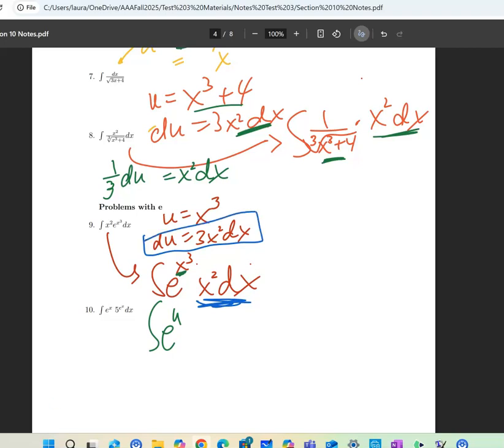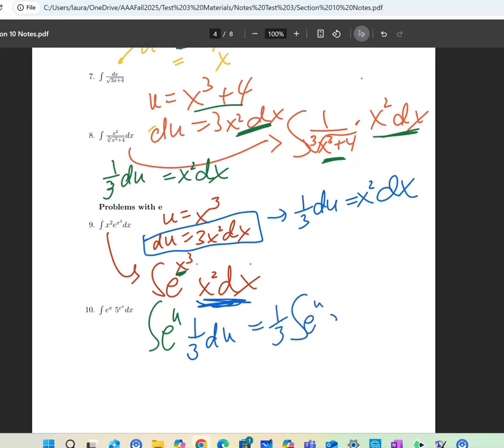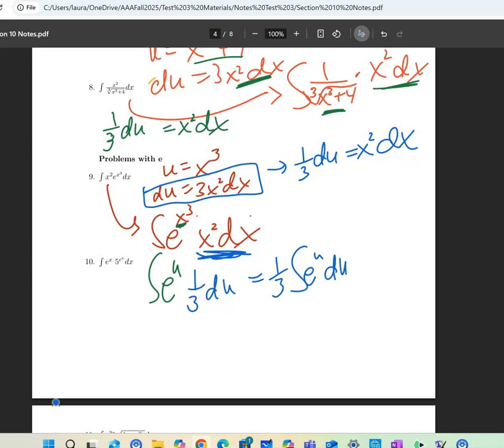So this line right here can be rewritten as 1/3 du is x squared dx. So 1/3 du. Okay, I know how to do that. So that's e to the u. So that gives me 1/3 e to the u, right? Because you know that's what the antiderivative of e to the u is. And I put the x's back in. And there it is.